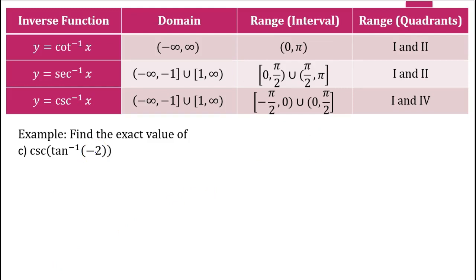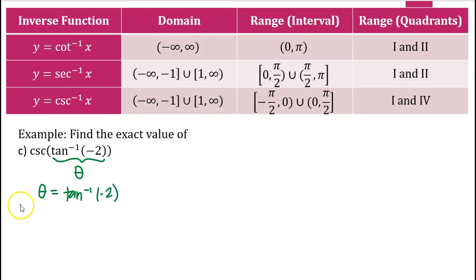And finally, in this example, we want to find the exact value of cosecant of tan inverse of -2. Cosecant and tan inverse are not the same trig function and inverse next to each other. And if I look to the inside here, tan inverse of -2, there's no angle that I know of that we can plug into tangent to get out -2. So we're just going to say this is some angle, call it theta. So theta is tan inverse of -2.